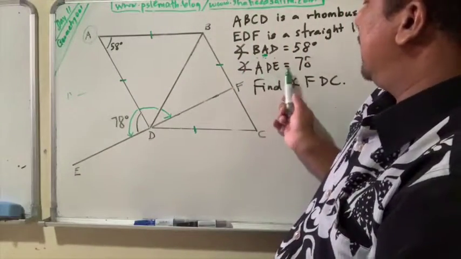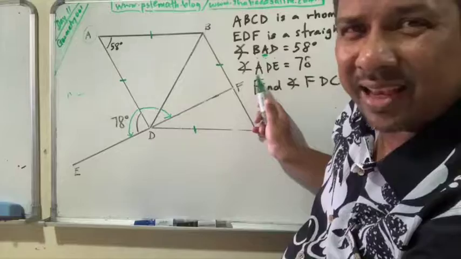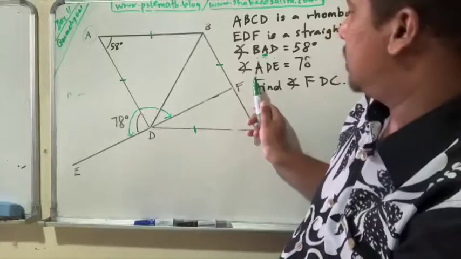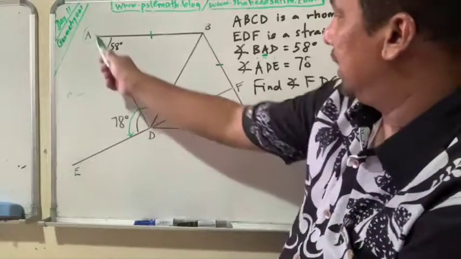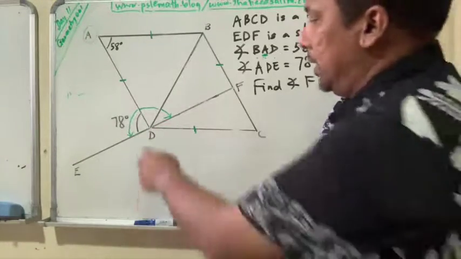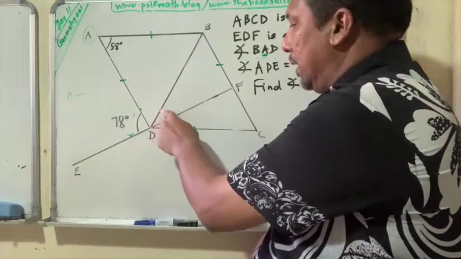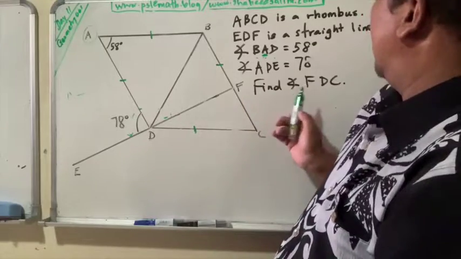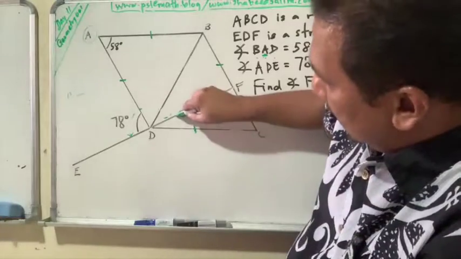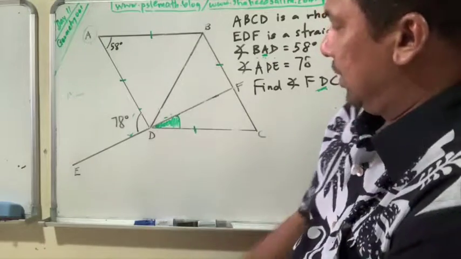The other angle is ADE, and we are referring to angle A or angle E? Well, if you say it's angle A, you're wrong. If you say it's angle E, you're wrong also, because it's supposed to be the middle one, which is angle D. So ADE is 78. We are talking about this part here, and you have already indicated 78 degrees. Now find angle FDC. FDC is here. We want this angle, the center angle D.